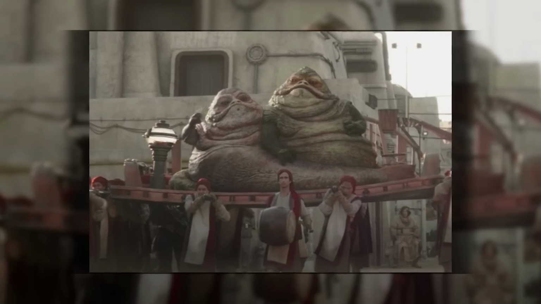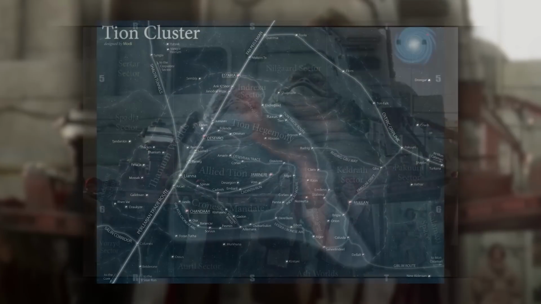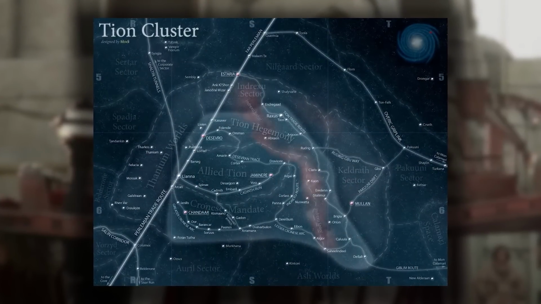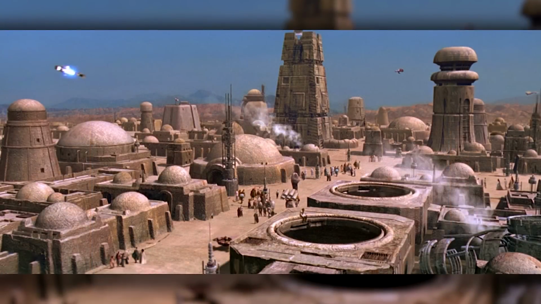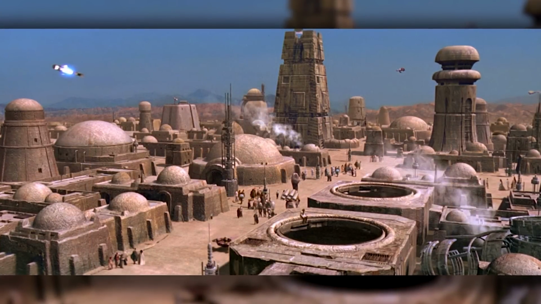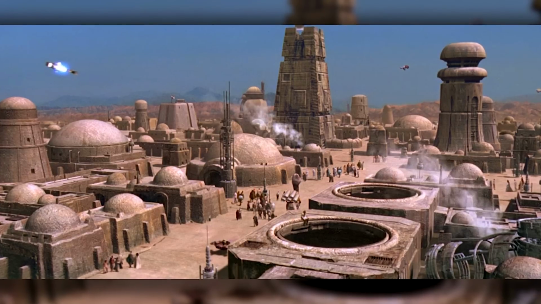North of Hutt space was a corridor of prominent industrial worlds, as well as the Tyon Cluster, a politically powerful region of space with a long and proud history. On the other side of Hutt space, the outer Slice was mostly unpopulated at the time of the Clone Wars, mostly containing worlds like Tatooine.